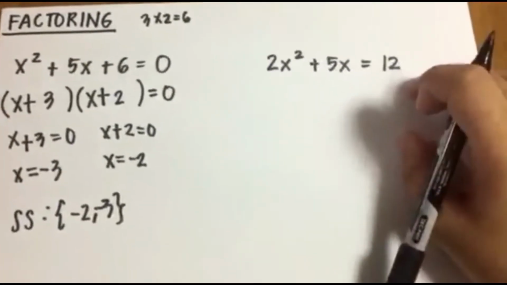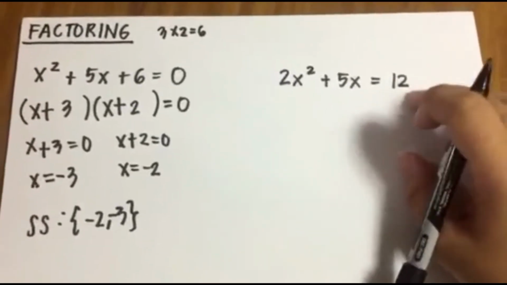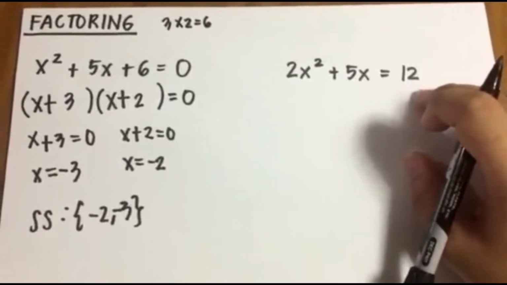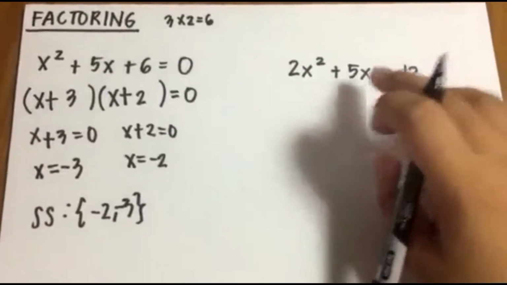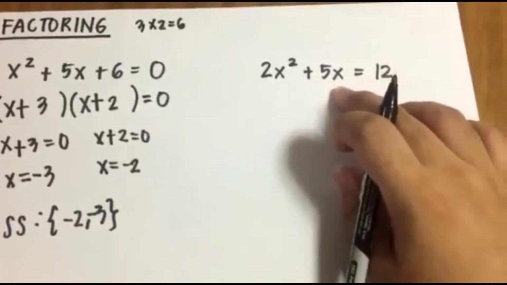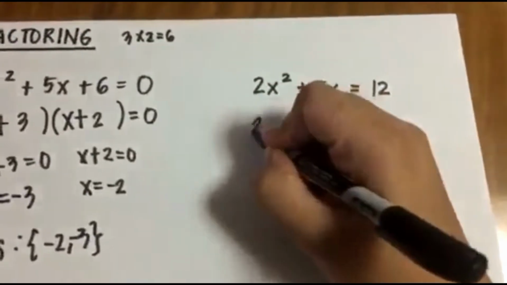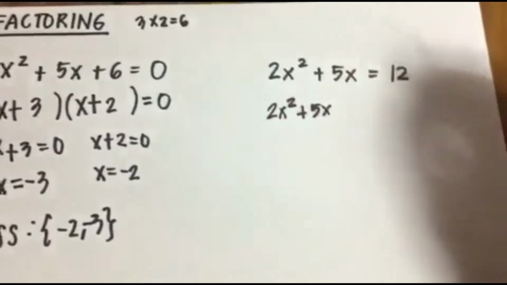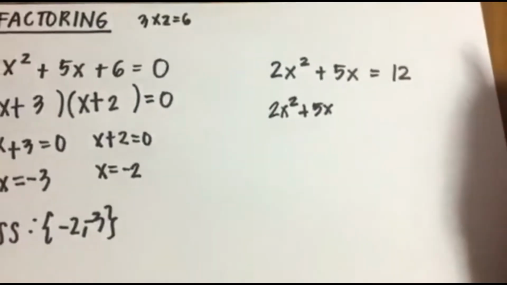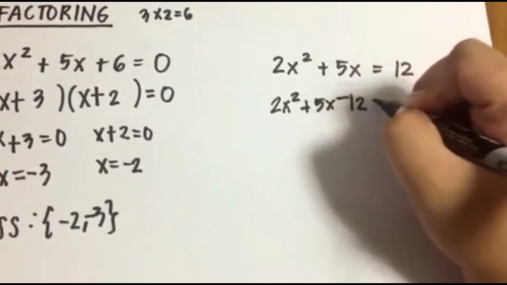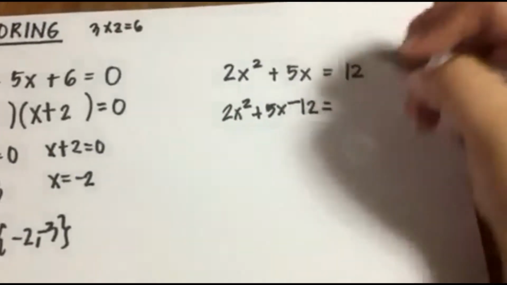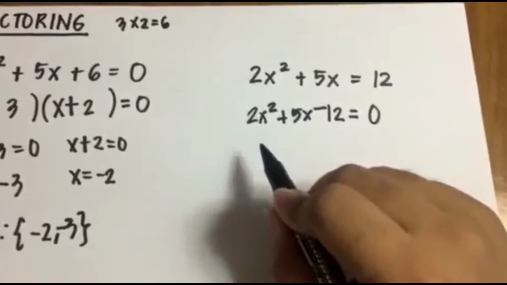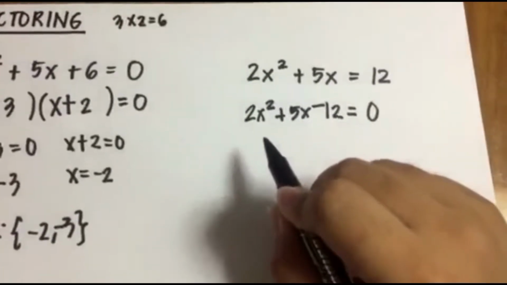For the second example, as I said earlier, notice that it is not equated to 0. So what you need to do here is transpose 12 to the other side for it to be part of the equation. So 2x squared plus 5x, transpose 12 to the other side, it would become negative 12. And that is when we will equate it to 0. So now you have to look for the factors of 2x squared plus 5x minus 12.